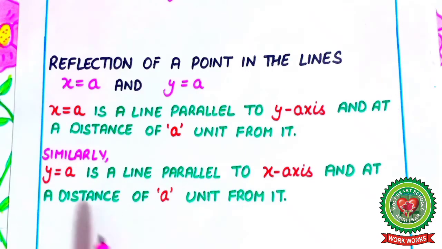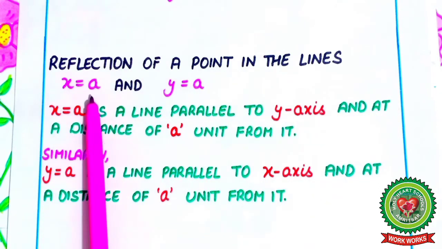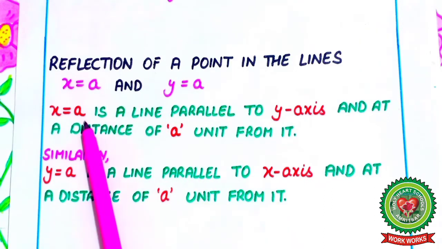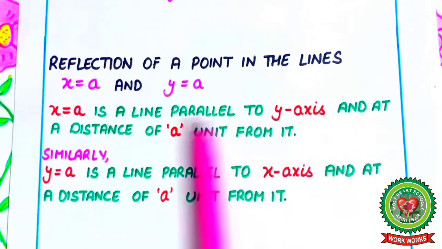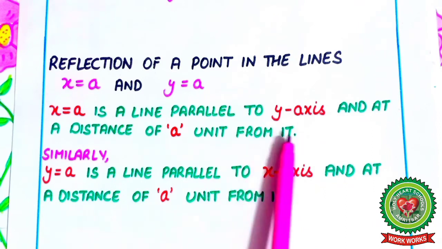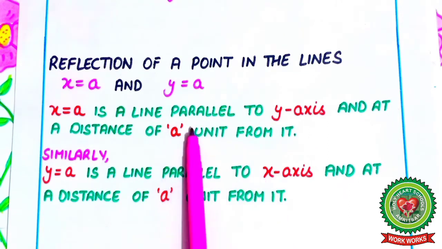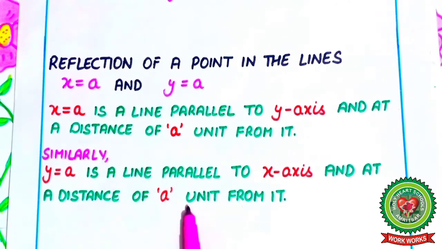Now the next topic is reflection of a point in the lines x equals a and y equals a. Here, x equals a is a line parallel to the y-axis and at a distance of a units from it. Similarly, y equals a is a line parallel to the x-axis and at a distance of a units from it. According to these, now we will do examples related to this topic.